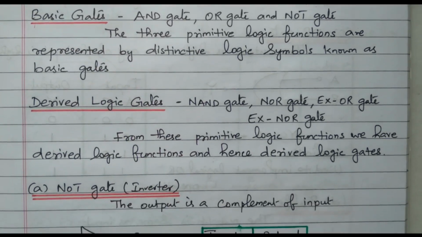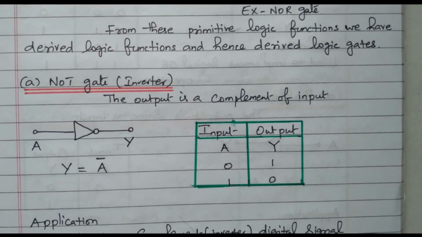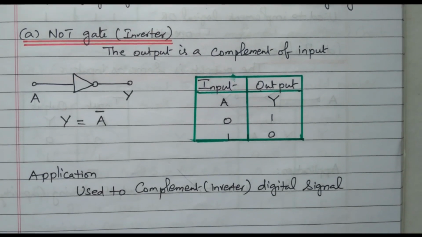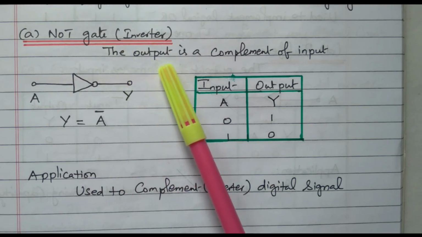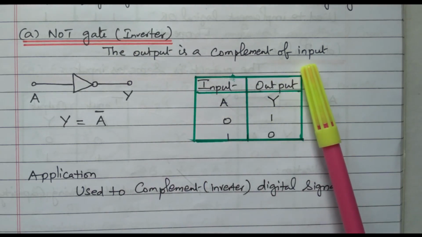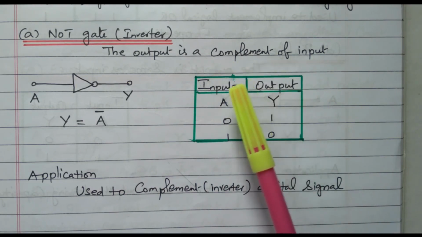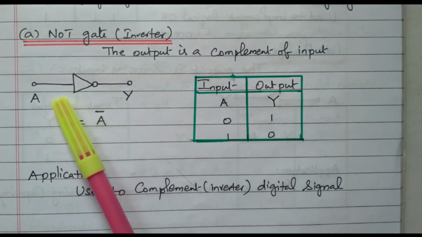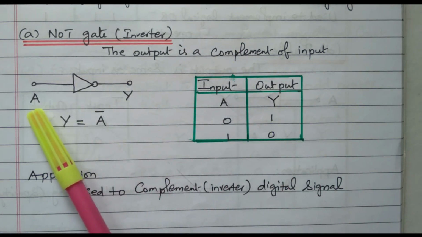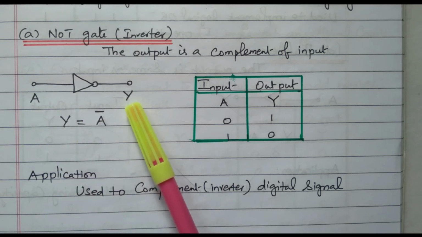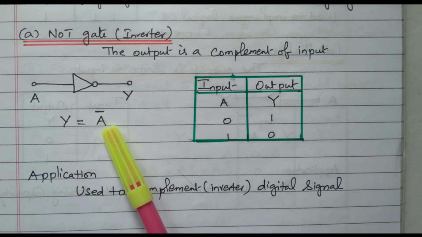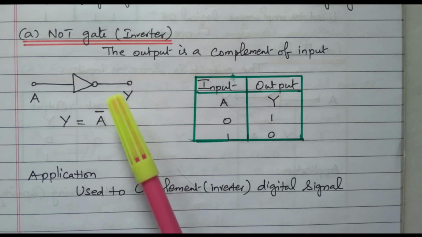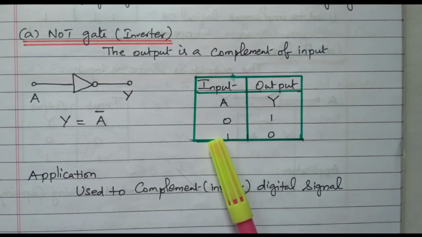The first one is the NOT gate. The NOT gate is nothing but an inverter. The output is the complement of the input. This is the symbol for the NOT gate. Input A is the input and Y is the output. Output Y is equal to A bar. The input A means output will be A bar. It is the inverter.